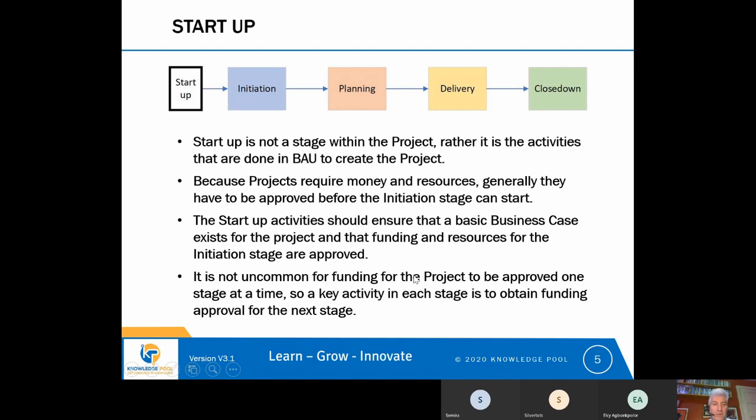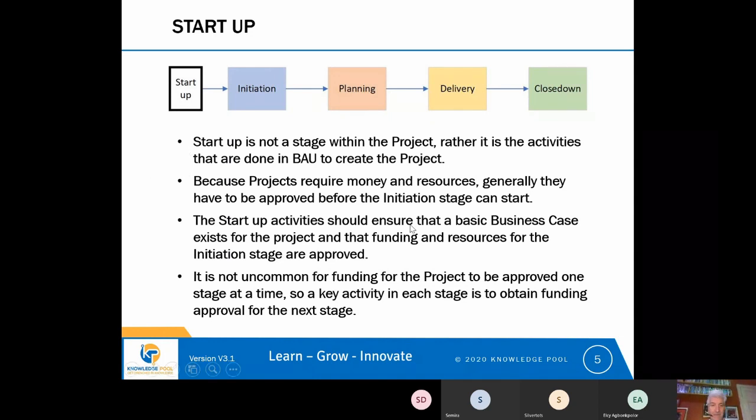Are there any questions on the startup period? These activities that happen before the project actually starts. Okay, so one of the activities in startup will be to appoint a project manager, so that when the project starts, it enters the initiation stage, there is a project manager in place whose job it is to make the initiation stage happen and deliver what should be present as a result of initiation.